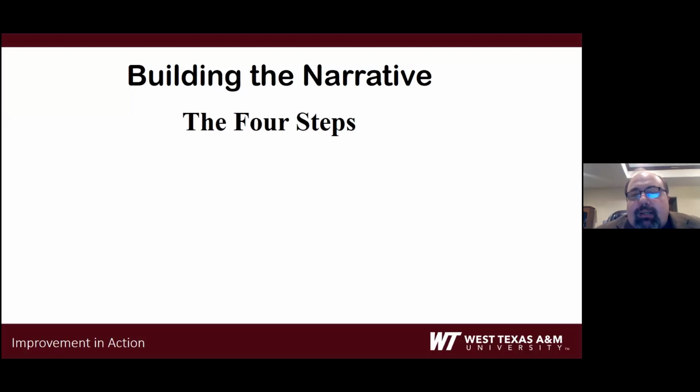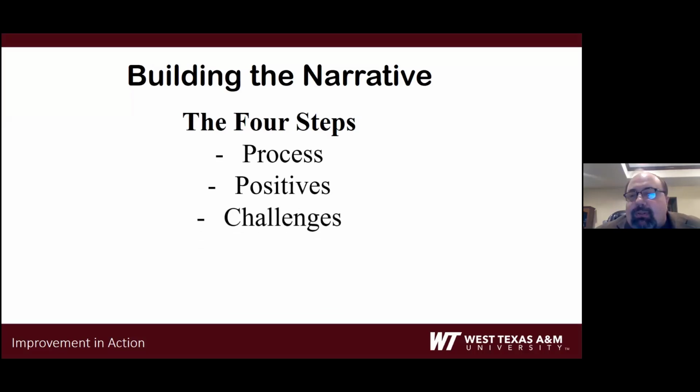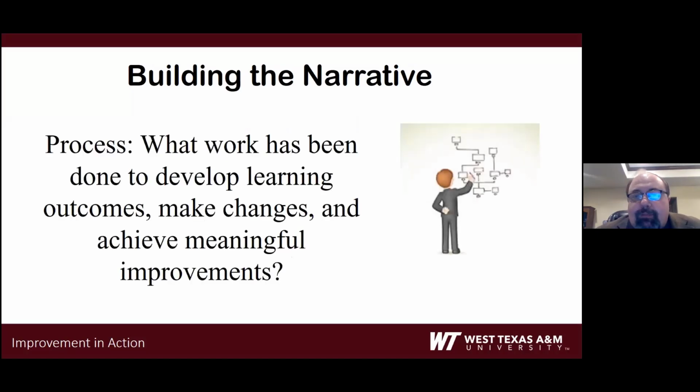In building the narrative, there are 4 steps. There's the process, positives that you've seen from that process, the challenges that have come out of that process, and in the end, the action plan that we're going to build stronger outcomes through the next process. The next process, we'll talk about these areas and how this action that we took to improve upon this previous year's process. First of all, when talking about the process, we're talking about what's been done to develop the learning outcomes, to make the changes and achieve meaningful improvements.